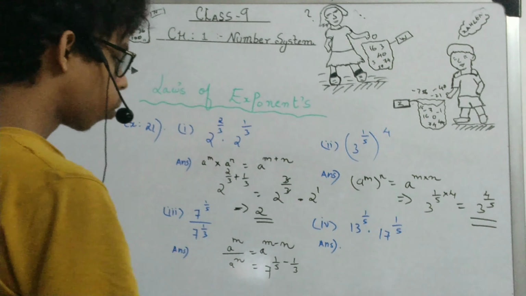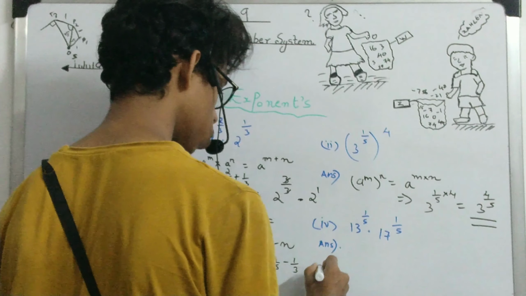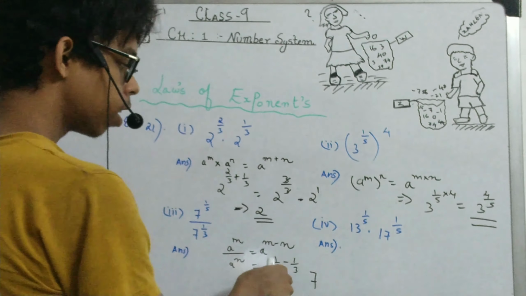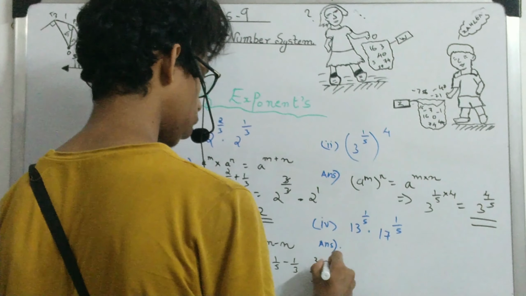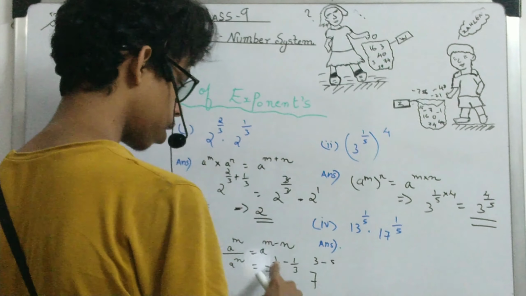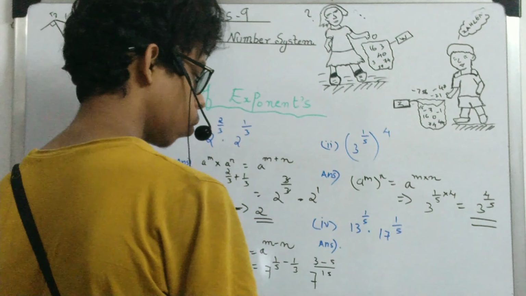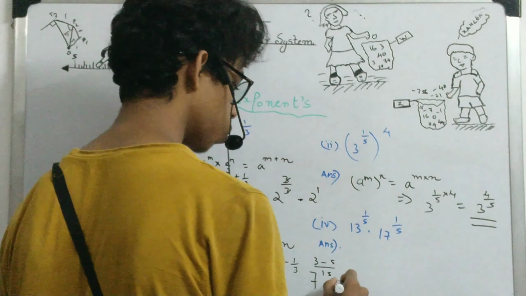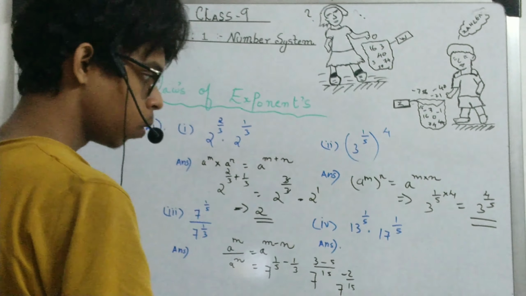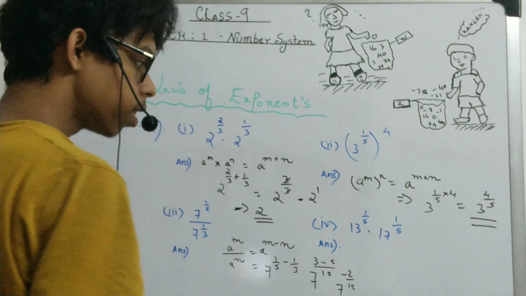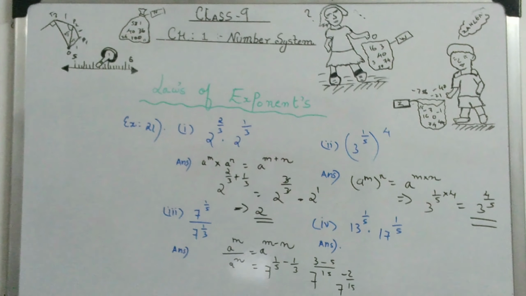Now I hope you know how to do this. So how can we do this? 7 raised to, since the denominators are not the same, we can do cross multiplication. So 3 minus 5, this 3 multiplies here, 5 multiplies over here, the whole divided by 15. We know 3 minus 5 is what? 7 raised to minus 2 by 15. Okay, this is the way in which you can write it. 7 raised to minus 2 by 15.